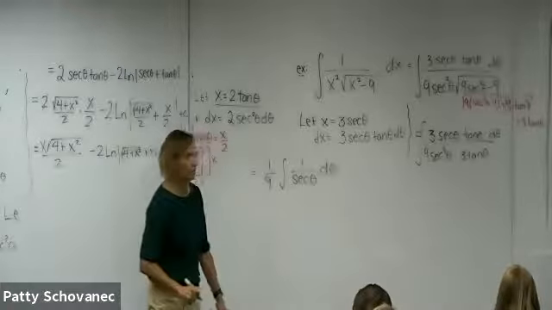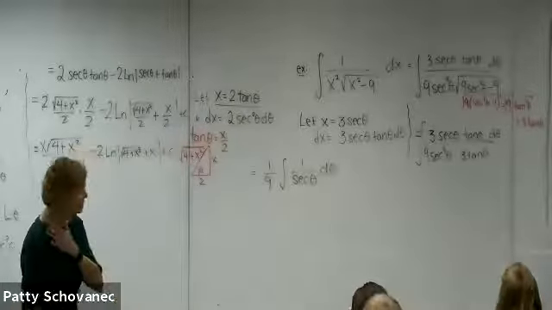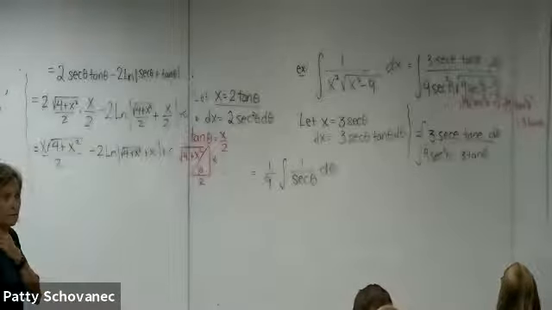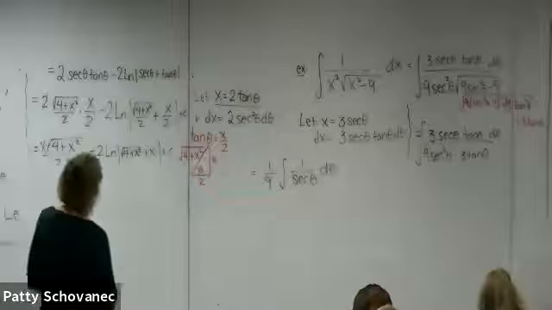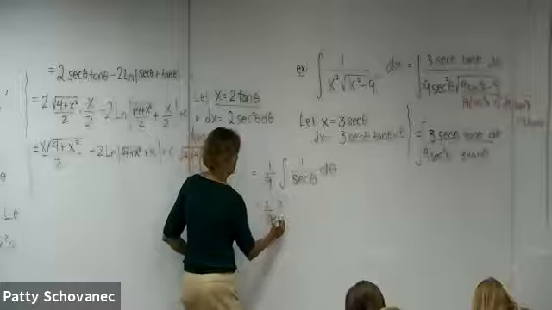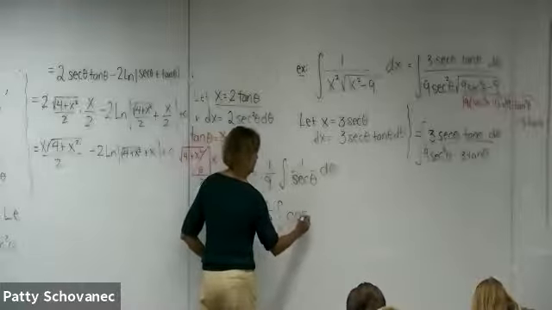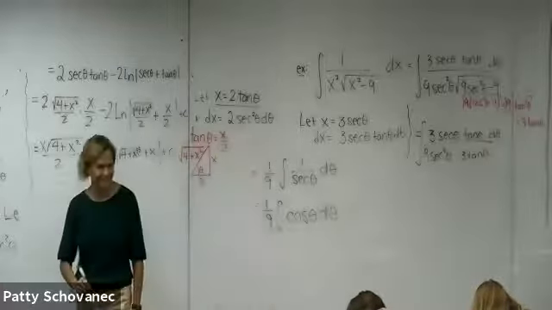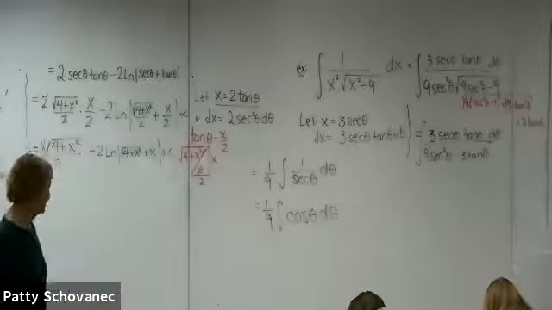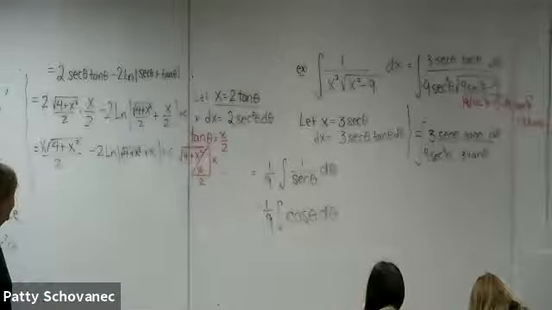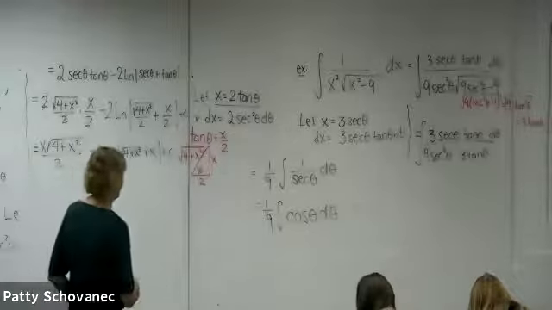Is that bad? Just cosine theta. That's just cosine theta, right? 1 over secant is cosine. Everybody and his dog can integrate cosine. If your dog can't integrate cosine, then he's just a mutt. And the integral of cosine is sine. We have 1/9 sine of theta.